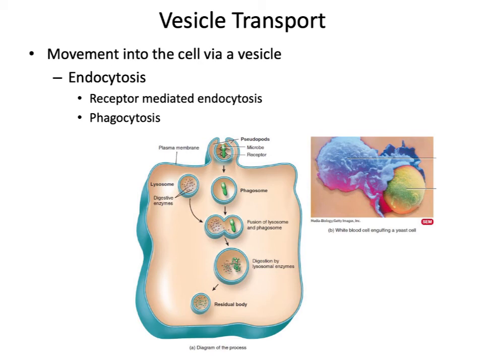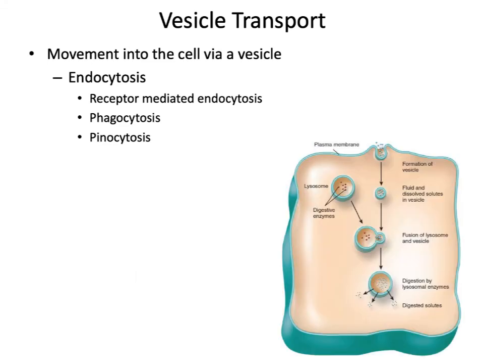Oftentimes, material brought into the cell by phagocytosis is destroyed by the fusion of the invaginated phagosome with a lysosome. The digestive enzymes within the lysosomes will lyse the particles. The last type of endocytosis is called pinocytosis, and this is when the cell is taking little teeny sips of the surrounding fluid. The vesicle again fuses with the lysosome, and the digestive enzymes within the lysosome will digest any solute.